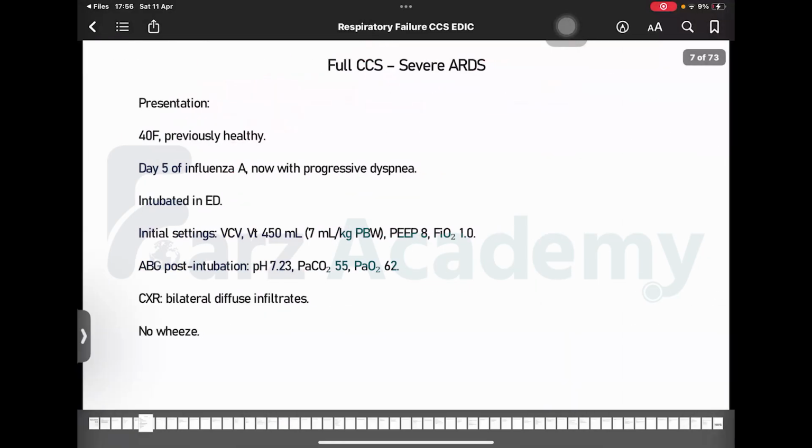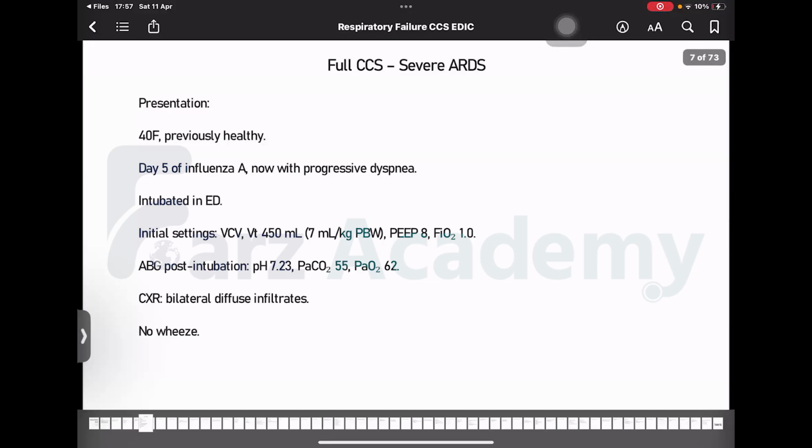Very nice. So now we would like to go in for a full CCS, and the most wanted case that they always have in the CCS is severe ARDS. The presentation is a 40-year-old female, previously healthy, day 5 of influenza A, and now she has progressive dyspnea. Now the patient is intubated. Initial ventilator settings were volume controlled ventilation, a tidal volume of 450 mLs, amounting to 7 mL per kg body weight, a PEEP of 8 at 100% FiO2.